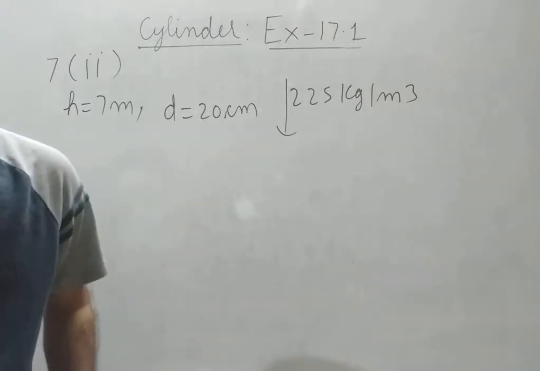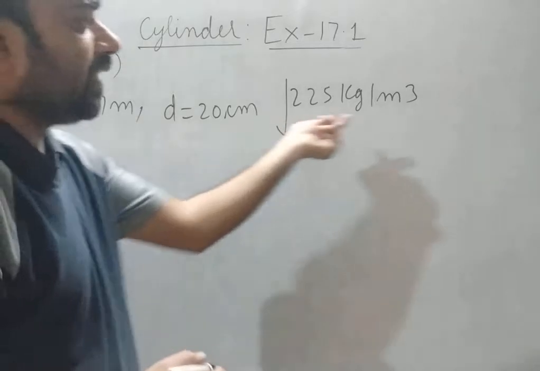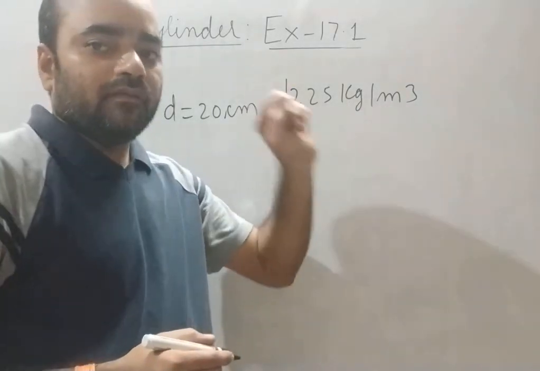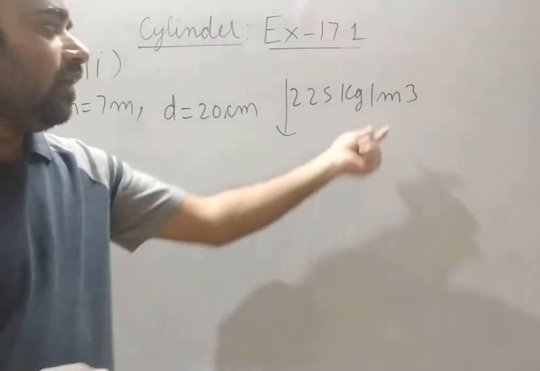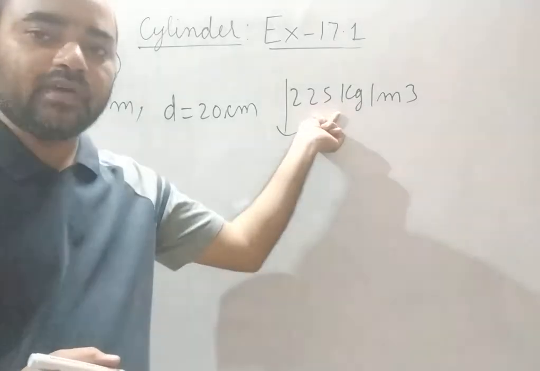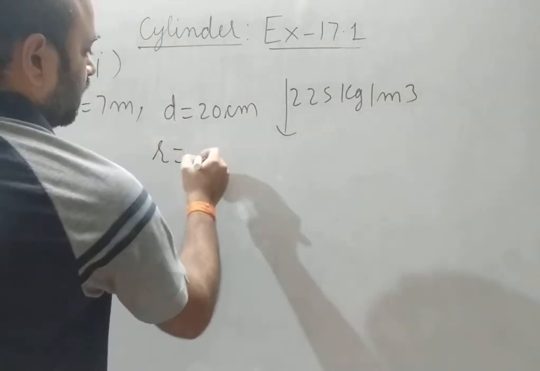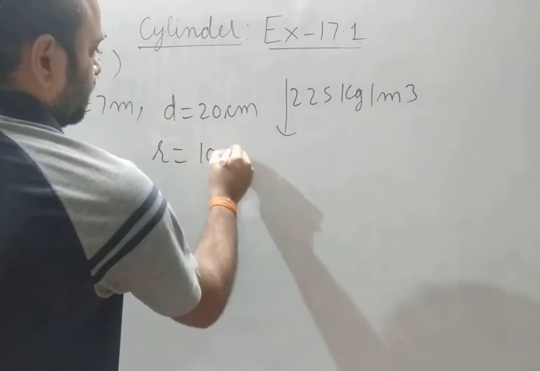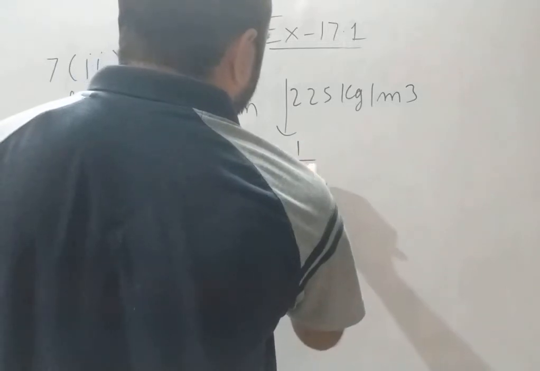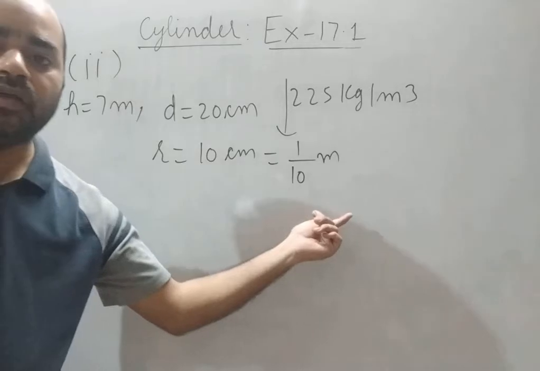This is given, diameter 20 centimeter, height 7 meter. So units must be same, and finally the answer must be in meter cube. Why? Because the weight of 1 meter cube of wood is 225 kg. So this will be converted. Radius will be 10 centimeter, and this will be 1 by 10 meter. Correct? 10 by 100, that is 1 by 10 meter.